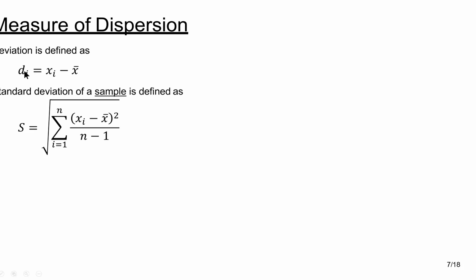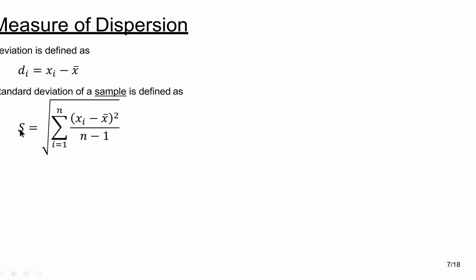And then d_i is the deviation. So it's just the difference between any individual sample and the average. That's not particularly useful in itself, except it does go right here. It's the numerator, or part of the numerator, in this idea of standard deviation. And again, we're talking about standard deviation of a sample, not of a population right here.